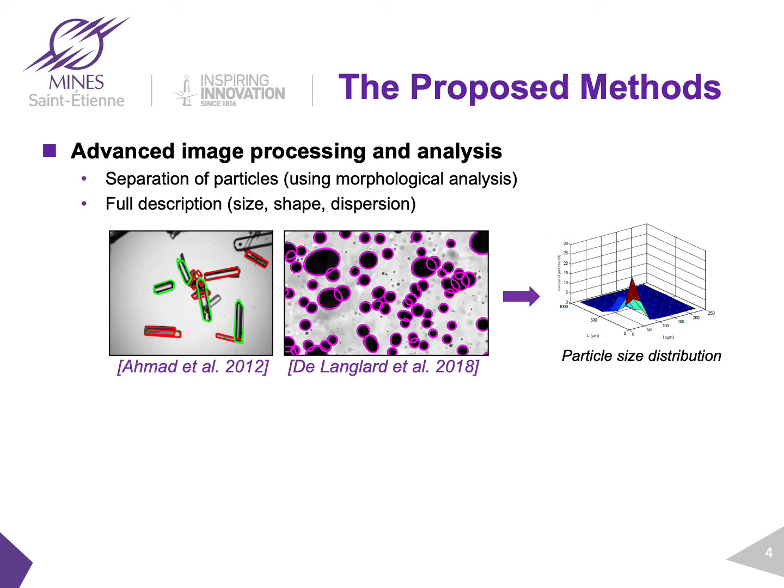In order to extract the geometrical information from these 2D images, we propose two main ways. The first one is about advanced image processing and analysis, or pattern recognition, where firstly we try to separate or to individualize the particles using a specific analysis. And after that, for sure, it's very easy to fully describe the particles in terms of size, shape, and dispersion. So for example, on the first image, we have identified some crystals with a polygonal shape, and on the second one, the gas bubbles with elliptical shapes. And for sure, it's easy to extract the particle size distribution once you have individualized the particles.